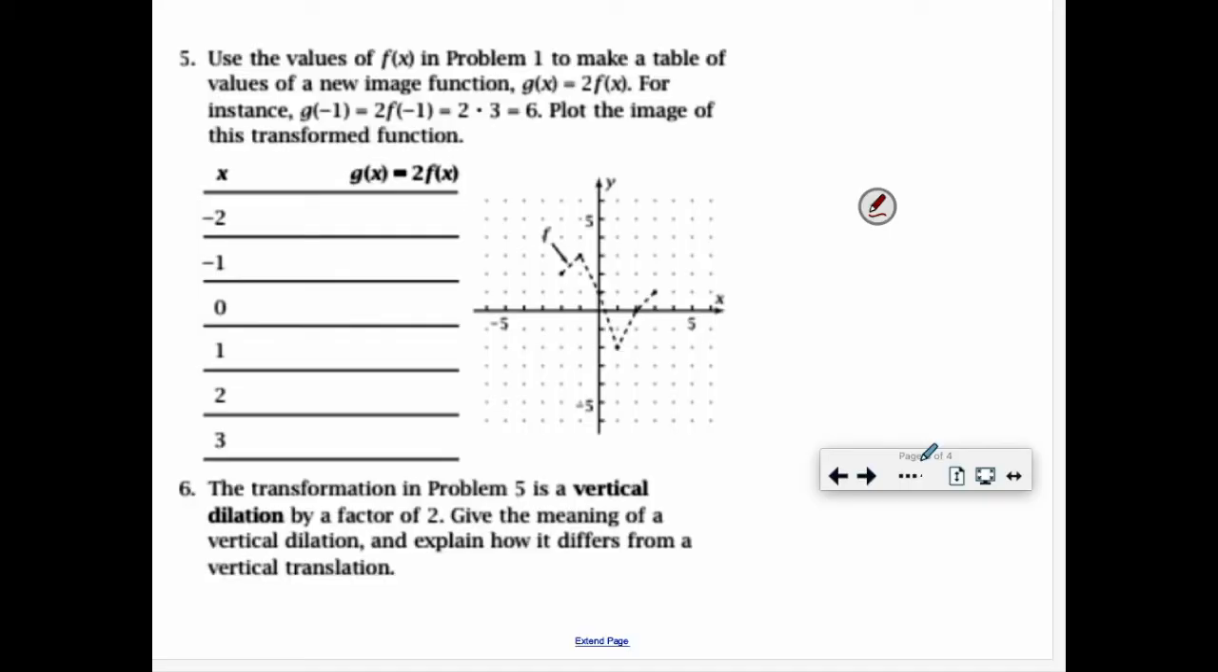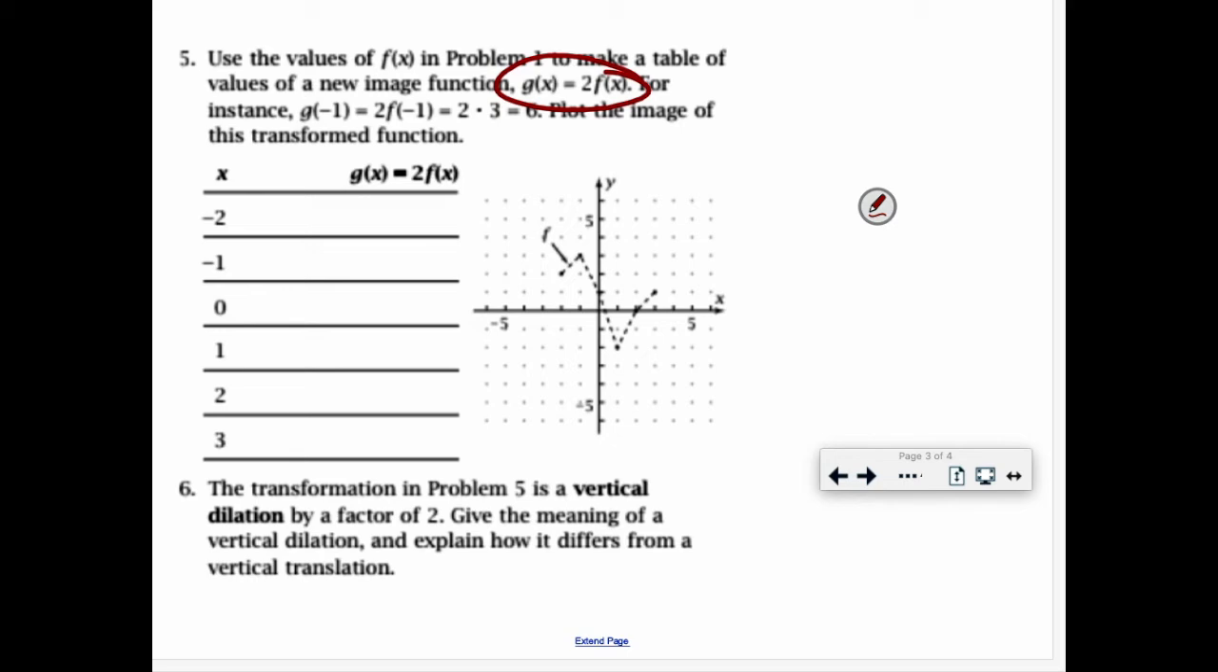Let's take a look at this next one. Now, instead of adding or subtracting here, we're going to use the values of f(x) in problem 1 to make a table of the values of a new function given here. We're multiplying f(x) now. g(x) is twice whatever f(x) is.